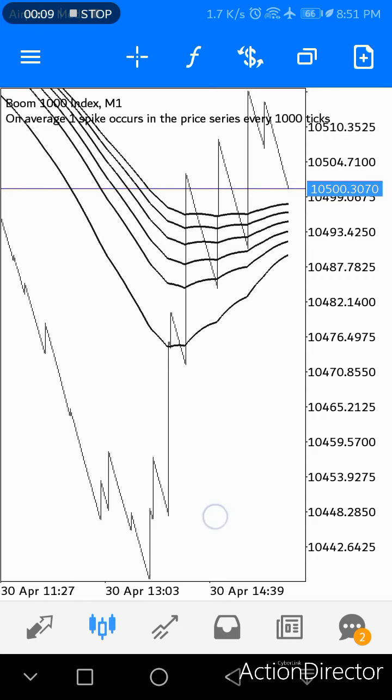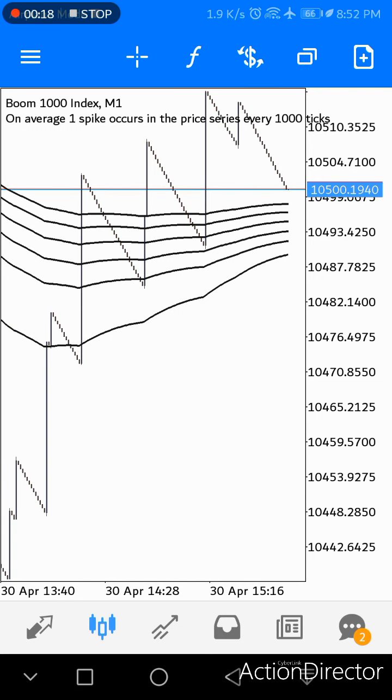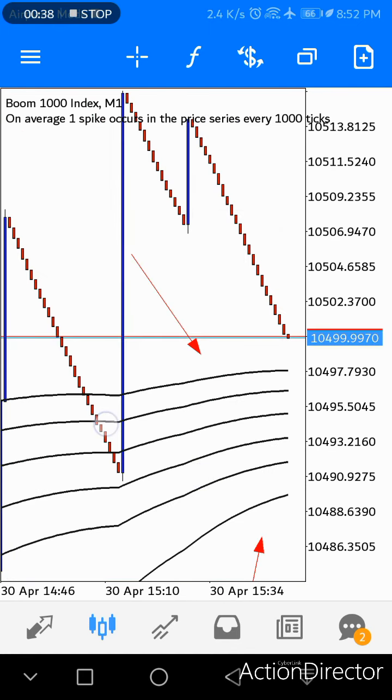Today I'm going to share an awesome strategy about Boom and Crash. How this strategy works is really very easy. You just need to focus on moving averages. Six moving averages are added here, and once the candles come closer to any moving average, open a spike trade.